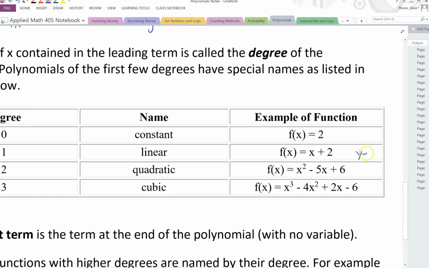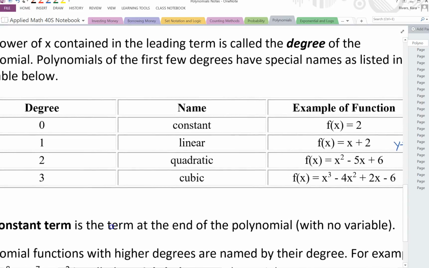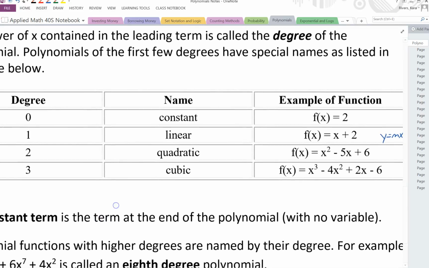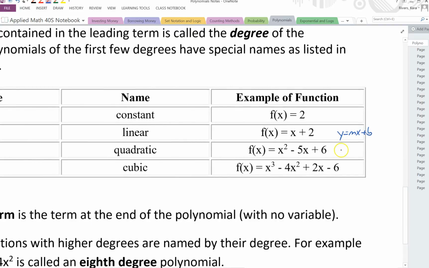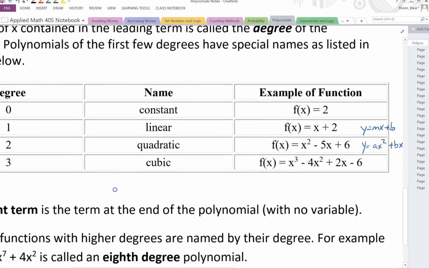Right? This is our y equals mx plus b, degree 1, linear functions. Quadratic functions you saw in grade 11, and that's y equals ax squared plus bx plus c, the standard form. So the highest degree is a 2. The leading coefficient has a degree 2.